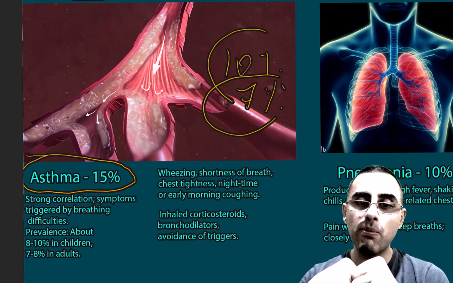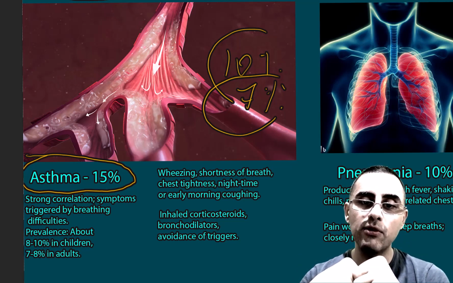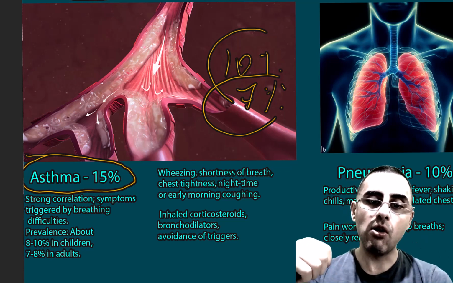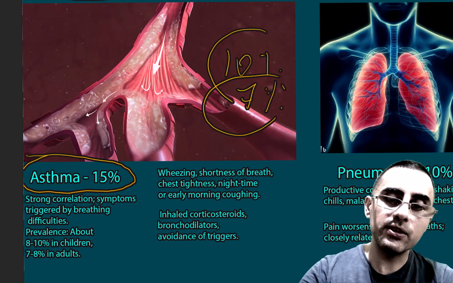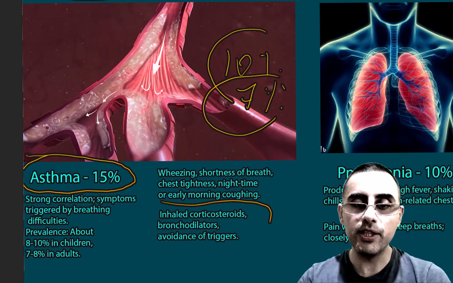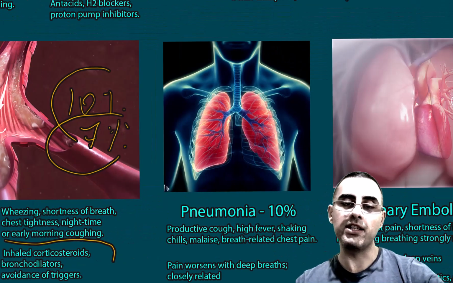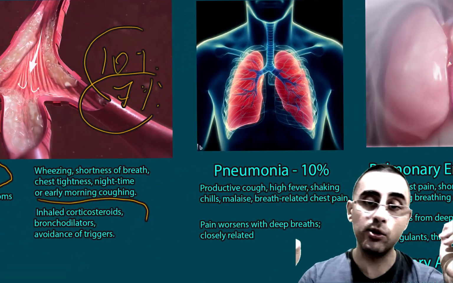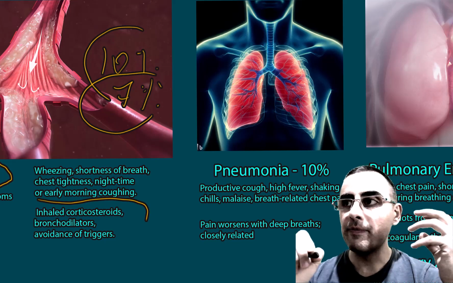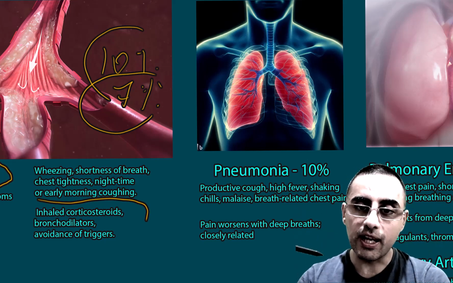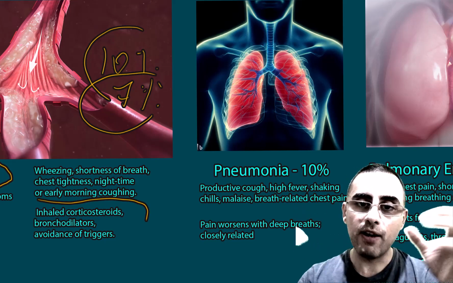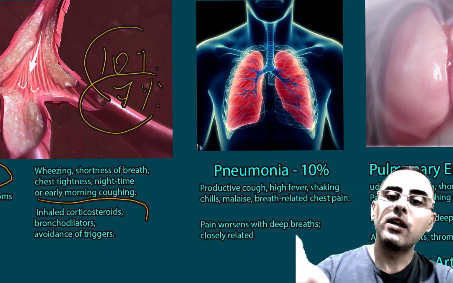Wheezing, shortness of breath, chest tightness, and nighttime or early morning coughing are common. And what is the treatment? Treatment is inhaled corticosteroids, bronchodilators, and avoidance of asthma triggers. Asthma triggers can be cold air, for example, or physical exercise, or different factors, for example, dust.